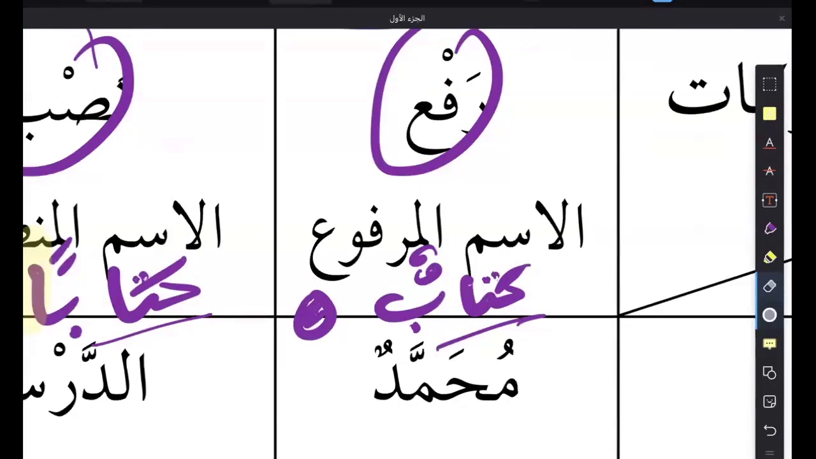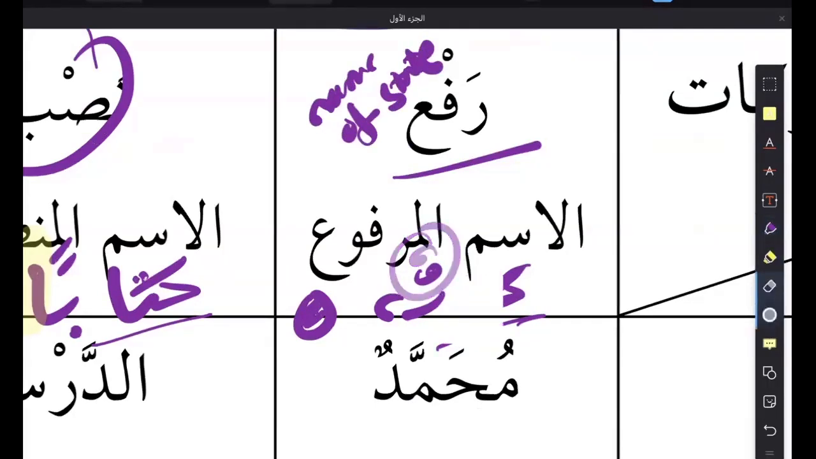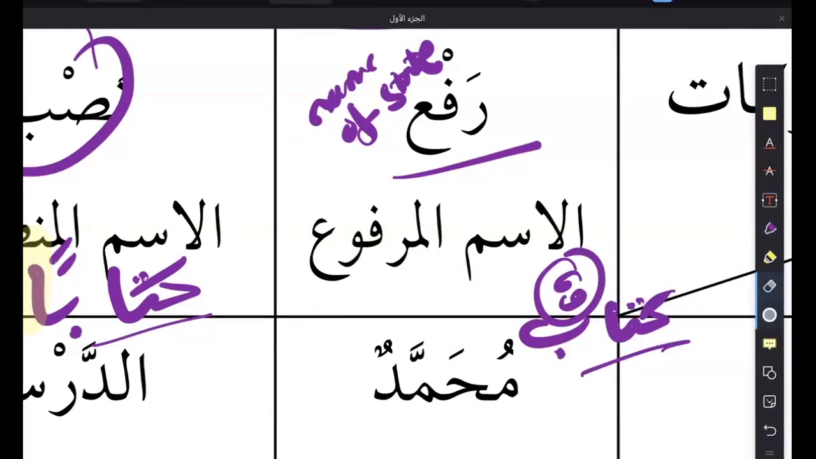So the first state that we have with Dhamma, kitabun, this is called the state. The name of the state is raf. This is the name of a state. So what is marfu'? As you can see, it's coming from the same word. It is telling that the word itself is in that state. So when the word is in the state of raf, then it becomes marfu'.